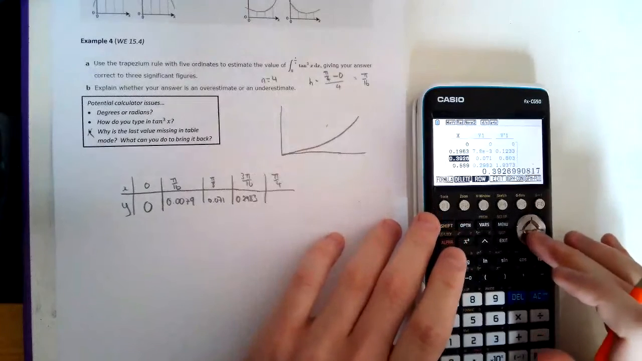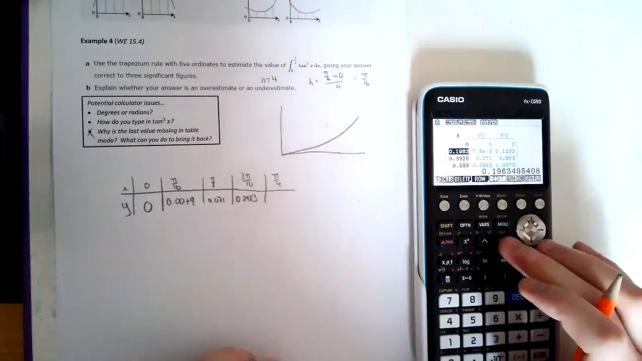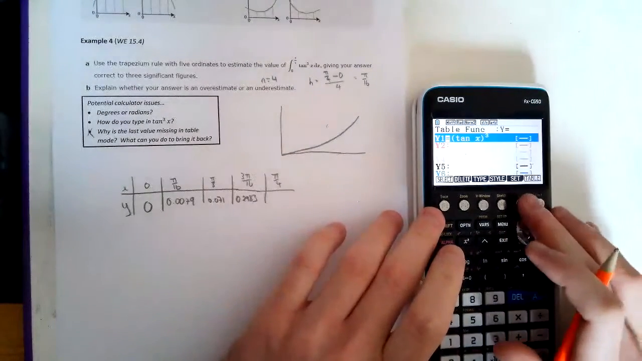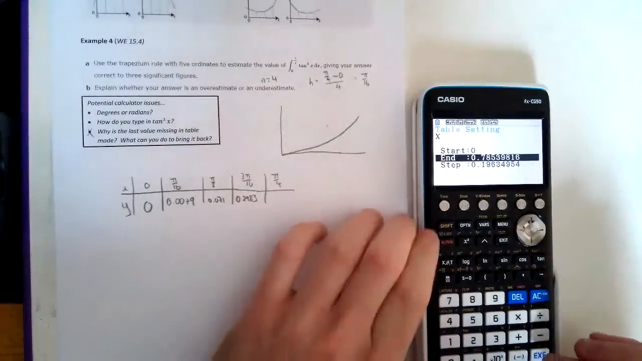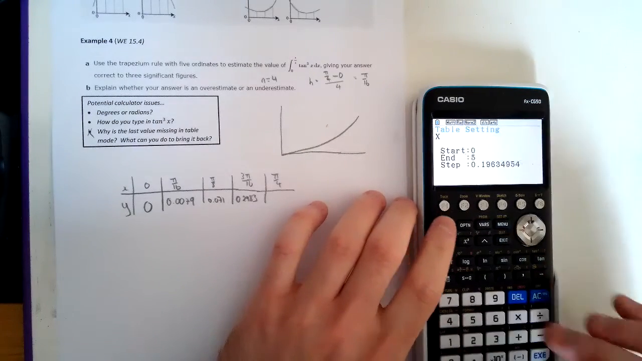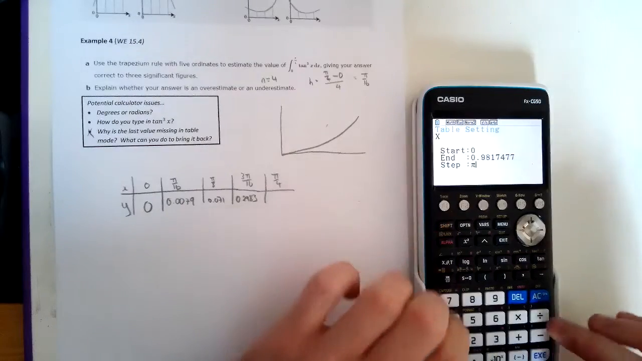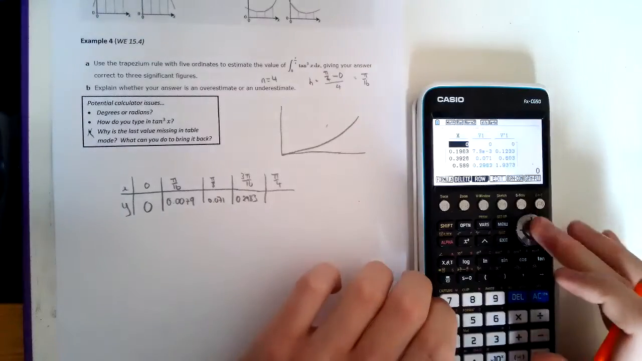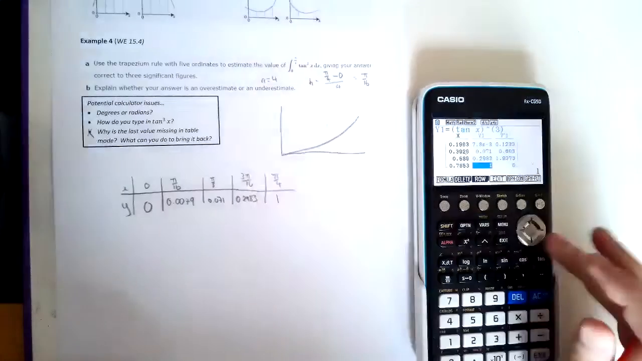So on our table, it only gives us 4. To get the last one, I would go into settings and go between 0 and 5 pi over 16, because that will be the next one, and still pi divided by 16. And in the table, our next one should be 1.